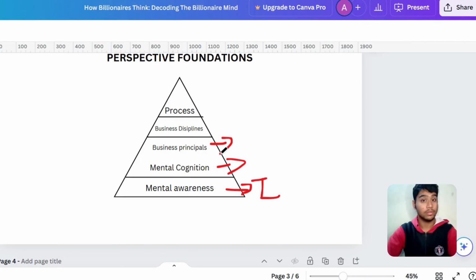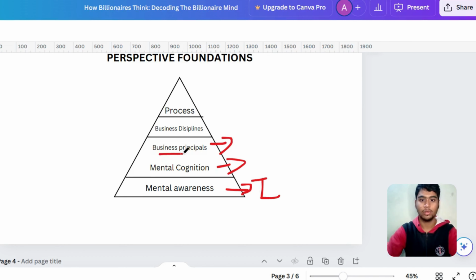Third is business principles, and in this case, if you remove business and put in anything else, for example relationship principles, sales principles, or family principles, it will work the same. That's why I said it's a mental model. This is the basic framework of the mental model.